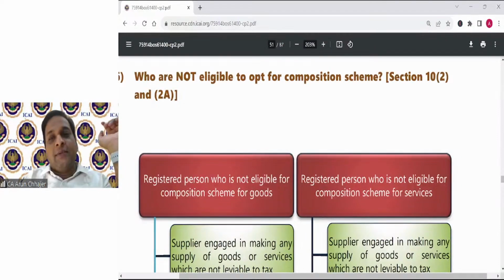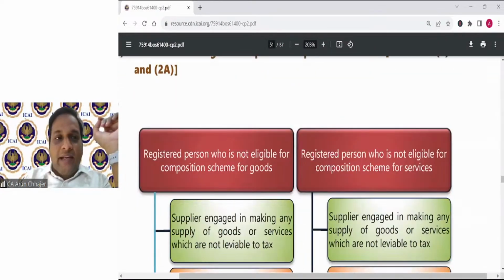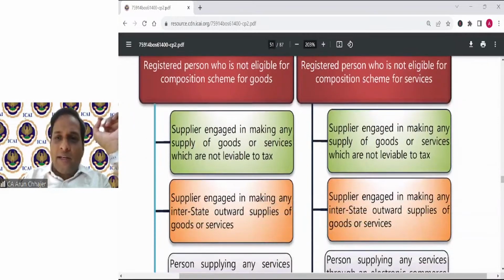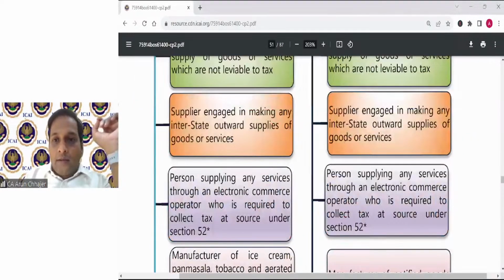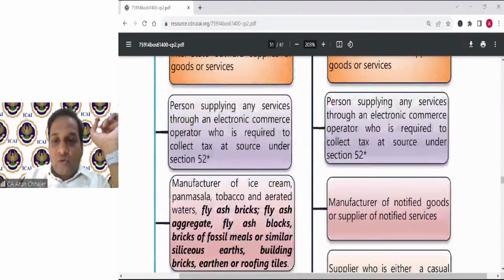Now, who are not eligible to opt for composition 10-2A and 10-2? Almost all restrictions are the same. Supplier engaged in making the supply of goods or services not leviable to tax, same. Interstate outward supplies of goods or services are also restricted here. They are saying a person supplying any services through an e-commerce operator who is required to collect the TCS at the rate of 50 under section 52. So that is also restricted.